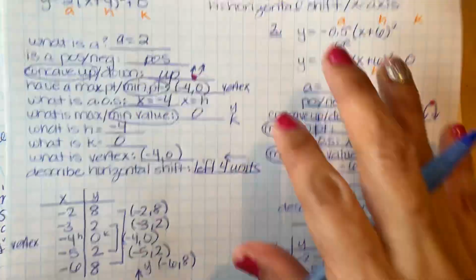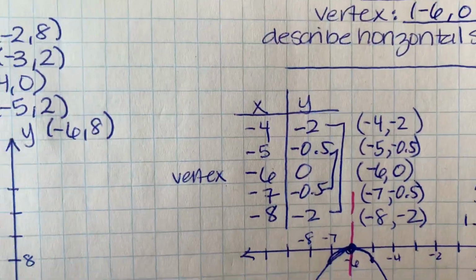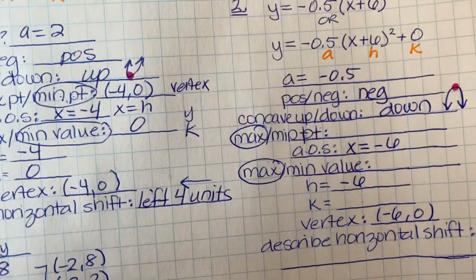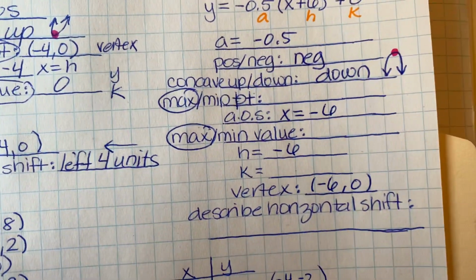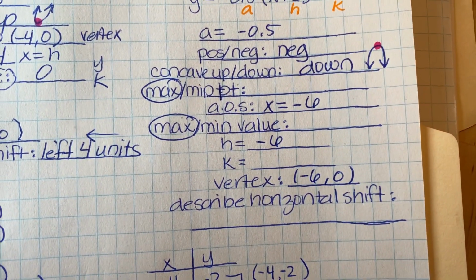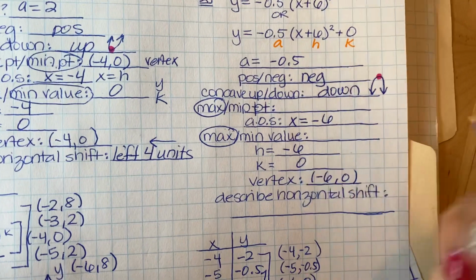Here's my vertex, -6, 0. My k value is 0.